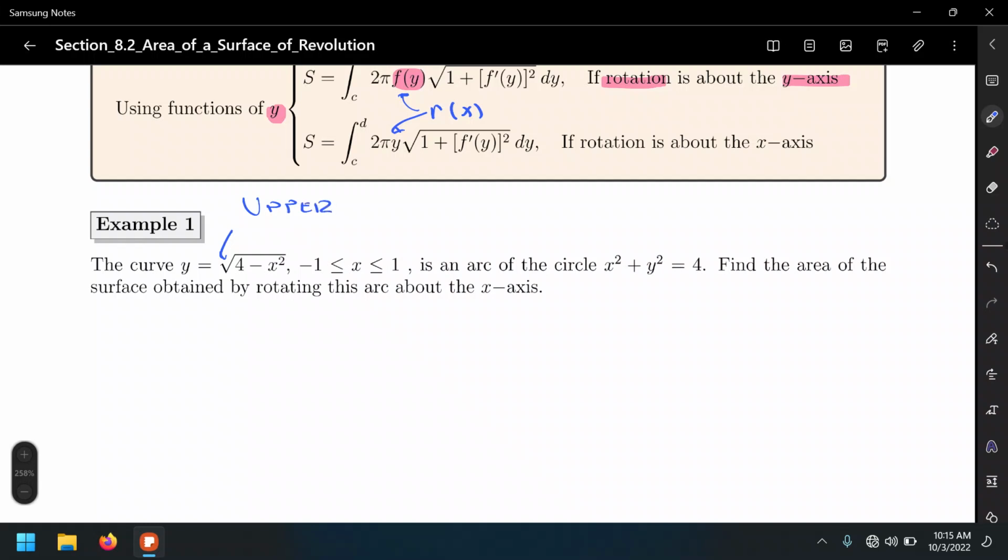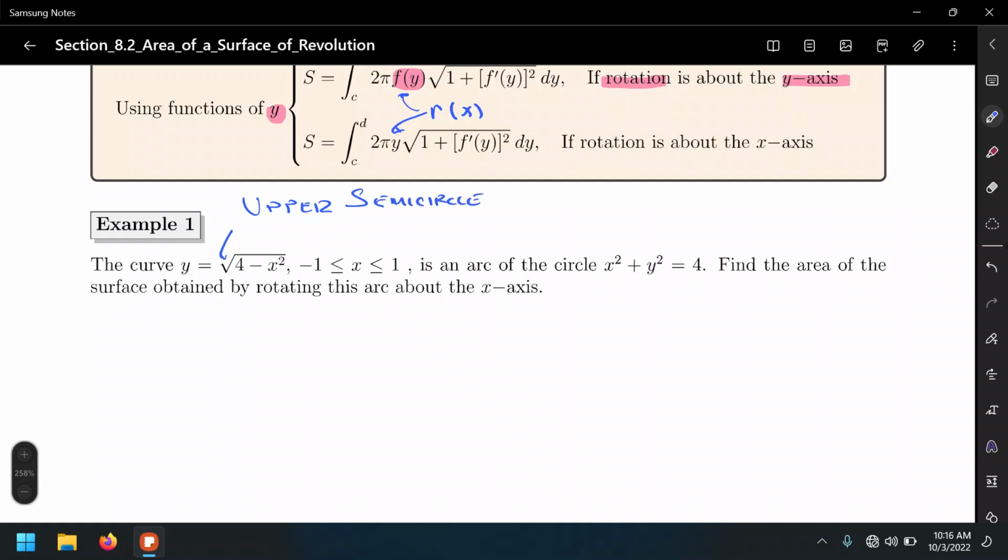How do we know this is the upper semicircle? Because when you solve this circle equation for y, technically you should get as a result a negative and a positive radical. In this case, we're just given the positive radical. This means that this is the upper semicircle.